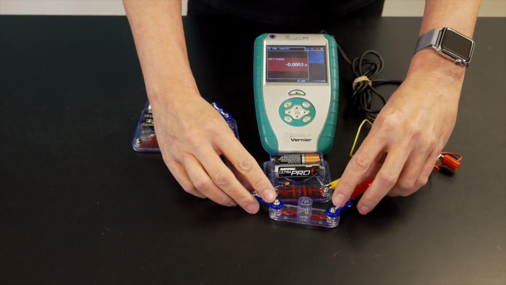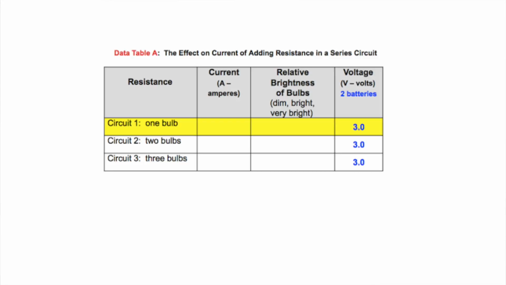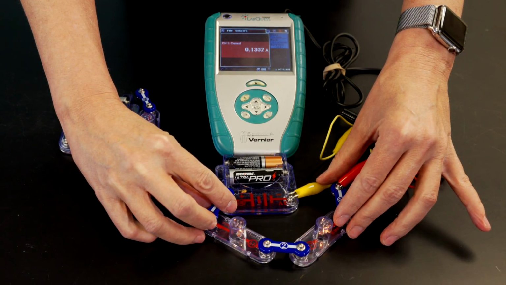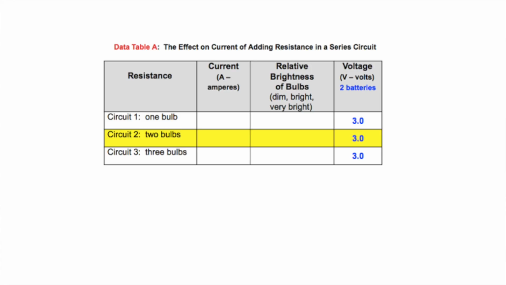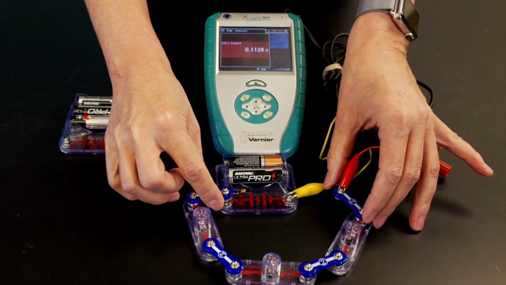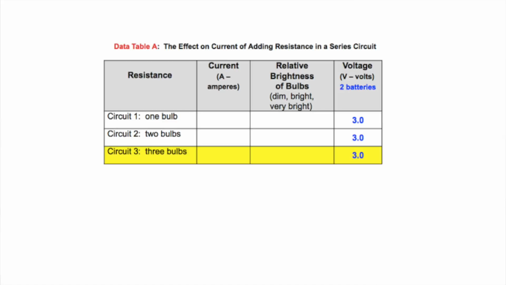This is circuit 1. Record the LabQuest reading here, but wait on the brightness until you have seen the next 2 circuits for comparison. This is circuit 2. Record the LabQuest reading here. This is circuit 3. Record the LabQuest reading here and now also put in the brightness for all 3 circuits. Repeat this section again if you need to see the difference in brightness for comparison.